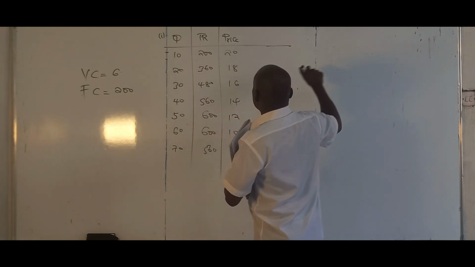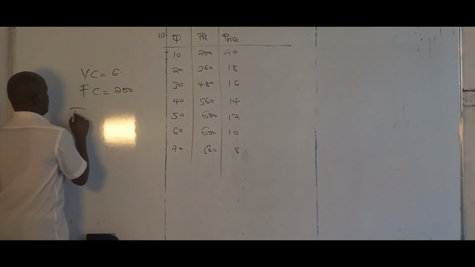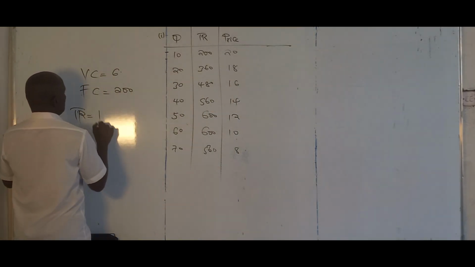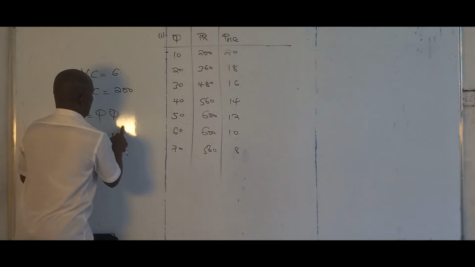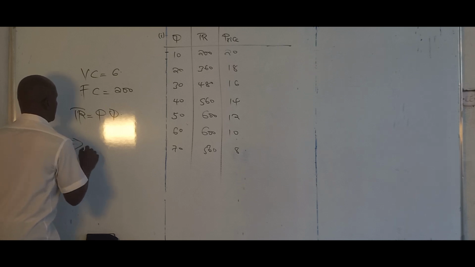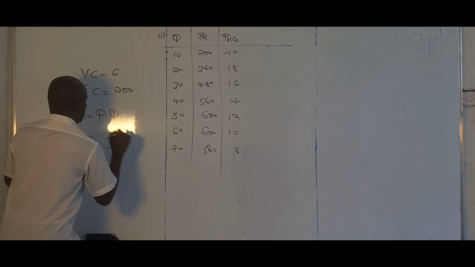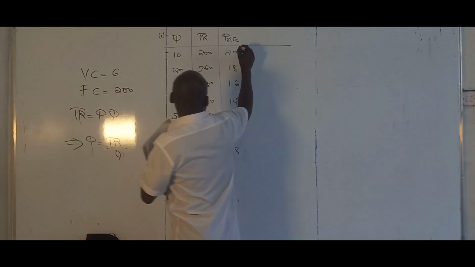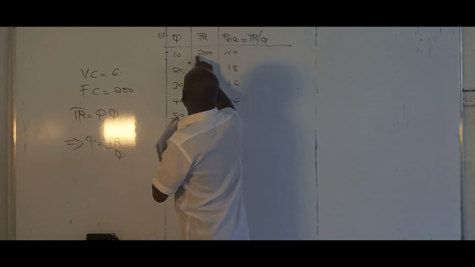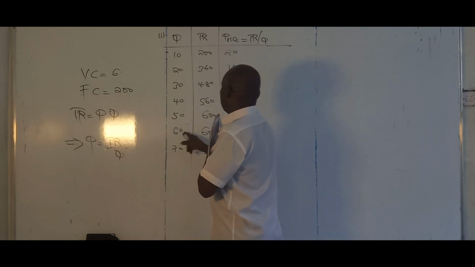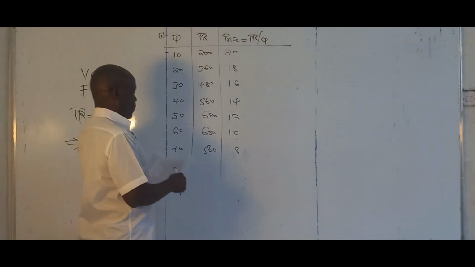You get the price by, because we know that first, total revenue is equal to price times quantity. And so it would then mean that price is equal to total revenue divided by quantity. So it's TR divided by Q. 200 divided by 10, 20. 600 divided by 60, 10. 560 divided by 70, 8. Like that. So that's Roman 1.